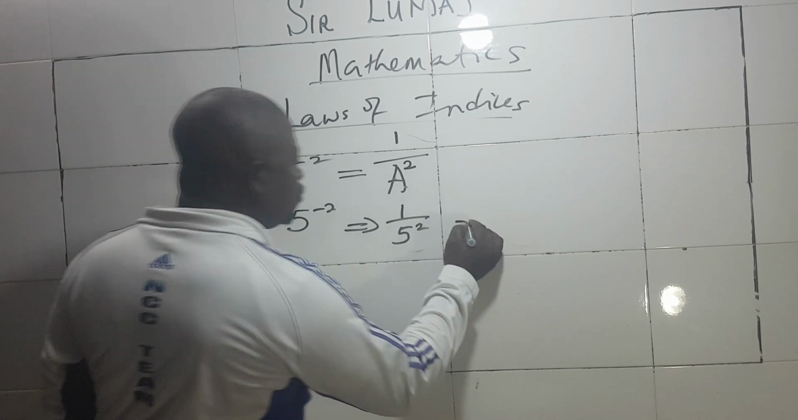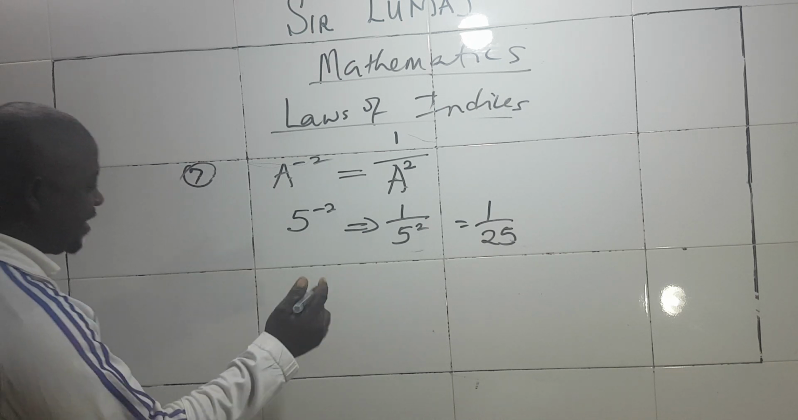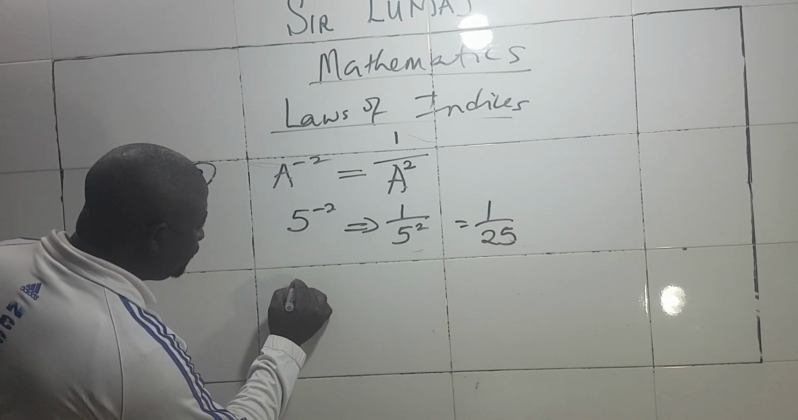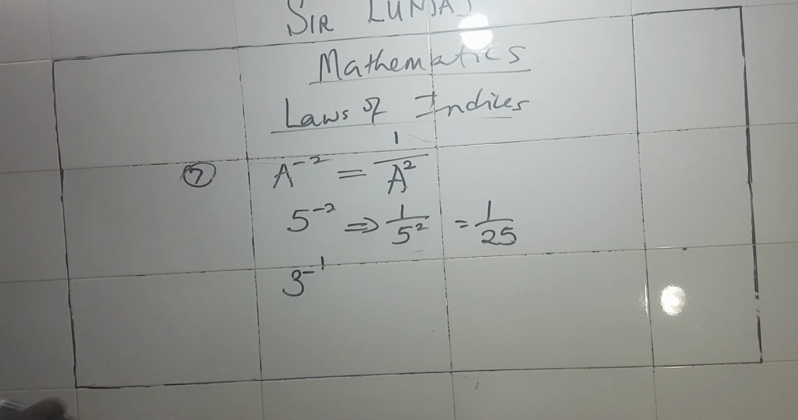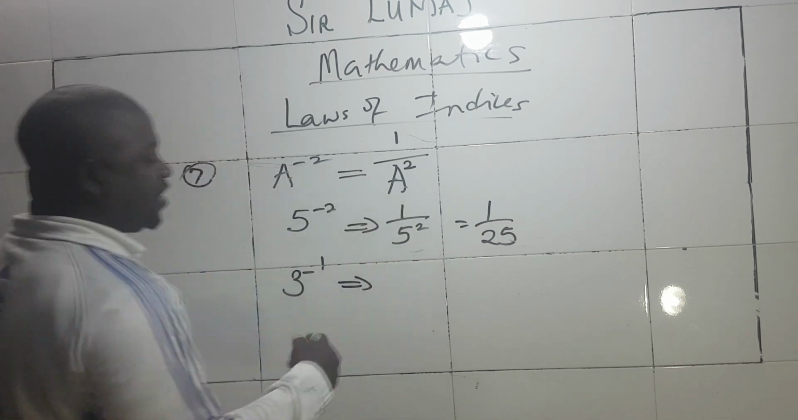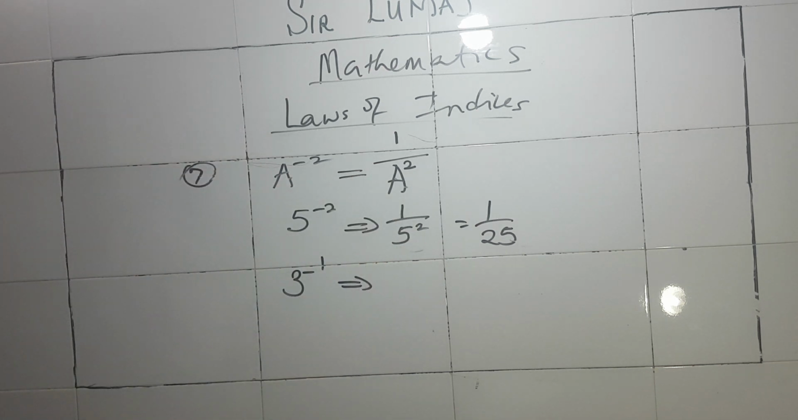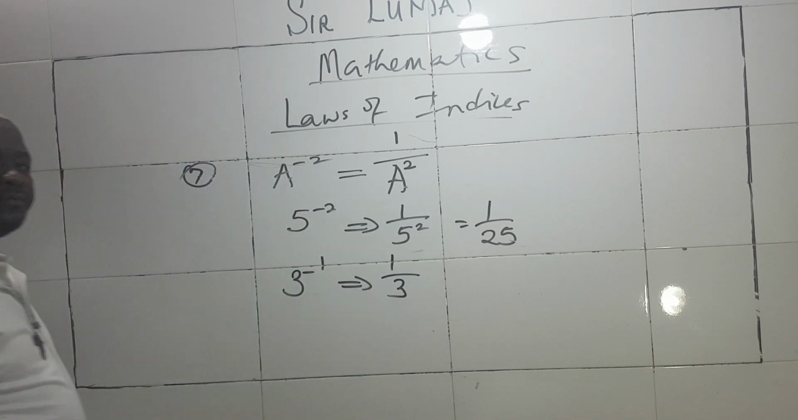So it will now be what? 1 all over 25. Another example, I can say 3 raised to power minus 1. Now 3 raised to power minus 1. How do I solve this? Don't forget the rule. It will now be the what? The inverse positive of that number. So the inverse positive will now be what? 1 all over what? 3.